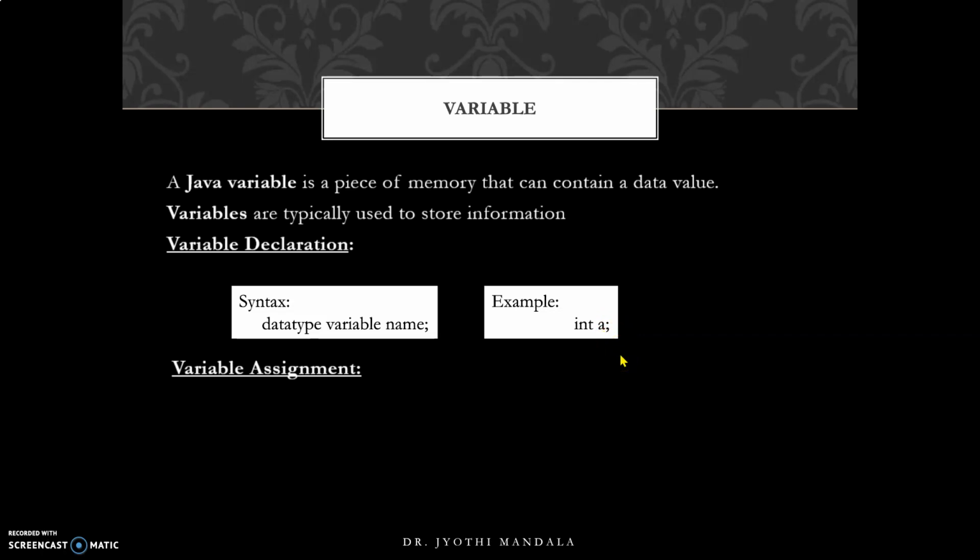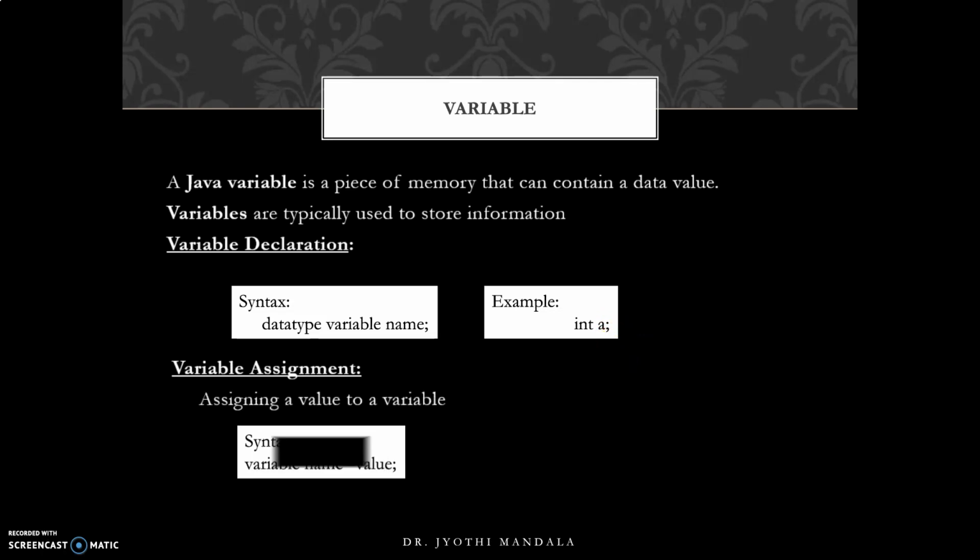Now once the declaration is done, we can assign values to a variable. We can assign values to a variable using this syntax, using the equal to operator. So we need to specify the variable name you have used, and then we can assign the value to that one. So here if you have declared like this, then we can assign the value a equal to 10. So without declaration we can't assign any value to a variable. Got it, all of you?